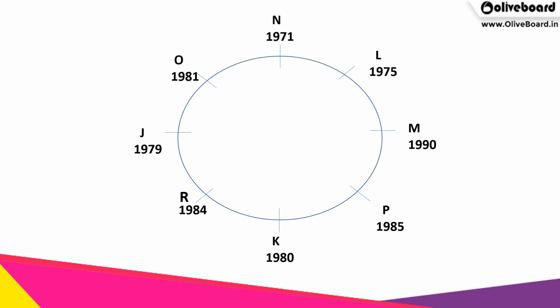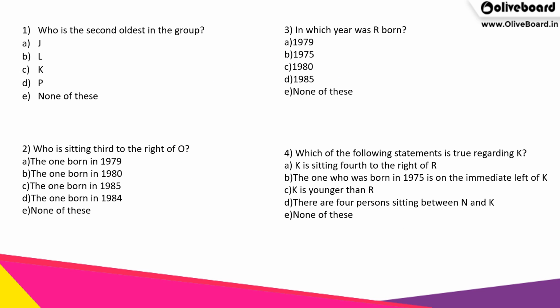After analyzing all the points which are given to us in the question, this is the final figure that we get of the people who are sitting around the table, and these are the years in which they were born. I'm sure you would have also got the same answer. Let us go ahead with finding the solutions for the questions asked to us. The first question is, who is the second oldest in the group? In the question, it is clearly mentioned to us with respect to who the eldest is, right? So we can clearly find out who the second oldest is. So the answer is B. That means L is the second oldest, who was born in the year 1975.